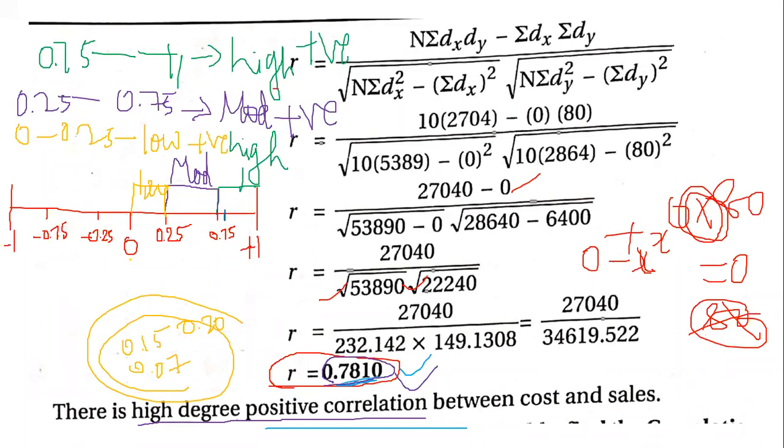The benchmarks are 0, 0.25, 0.75 and lastly 1. So 0 to 0.25 is low degree positive correlation. 0.25 to 0.75 is moderate degree of positive correlation. 0.75 till 1 is the high degree positive correlation. Okay, so this is your first side, that is your positive side. Now let us go on to the negative side of the correlation.